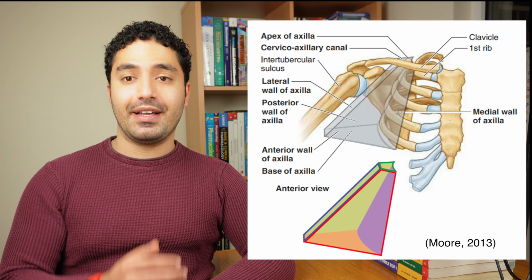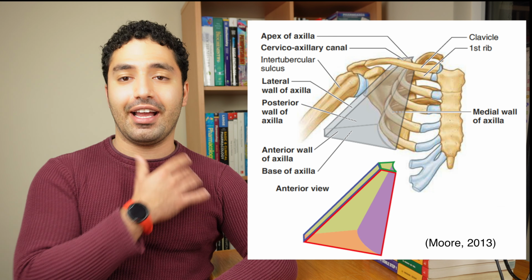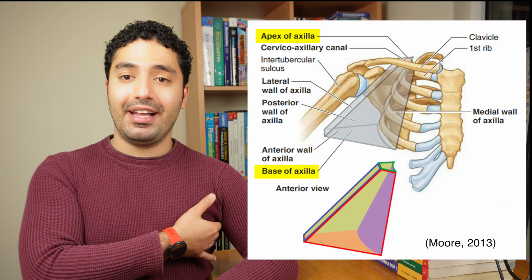The axilla is the anatomical space inferior to the glenohumeral joint, superior to the axillary fascia, at the junction of the thorax and the neck. It's pyramidal and has an apex and a base and 4 walls.